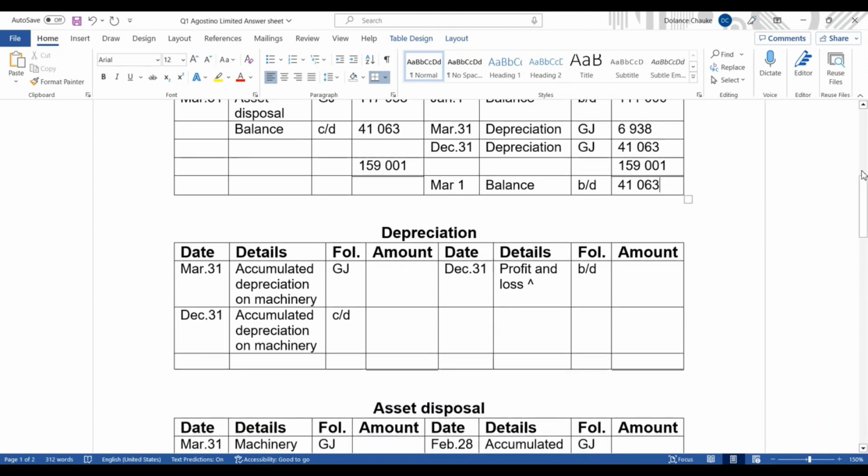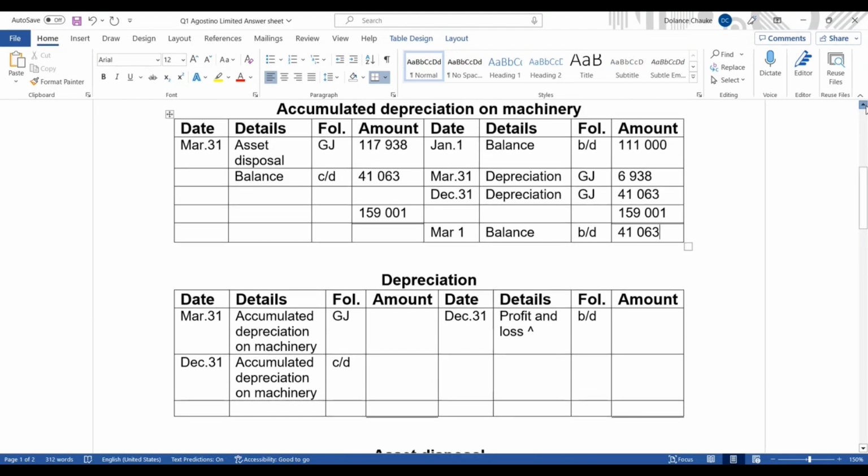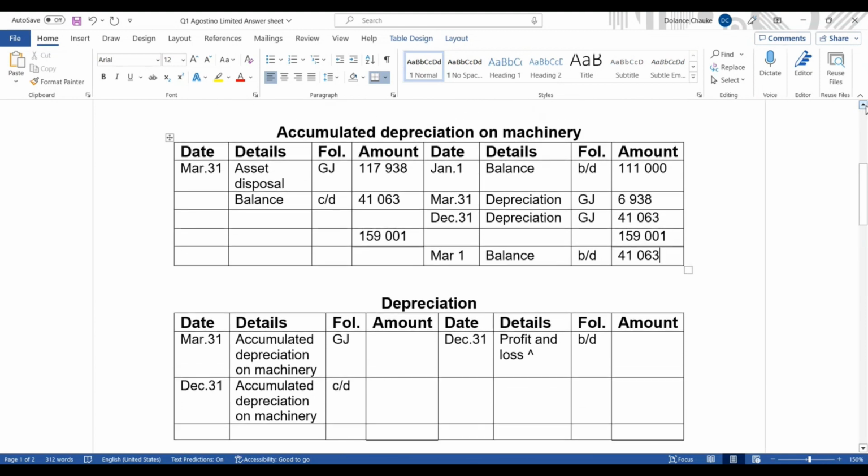So are we fine with the accumulated depreciation? Do we understand? Is there any question before I move to the depreciation account? You will see the reason why I said we must always start with the accumulated depreciation. It doesn't matter whether they say prepare the machinery account and then depreciation. Always start with the accumulated depreciation.